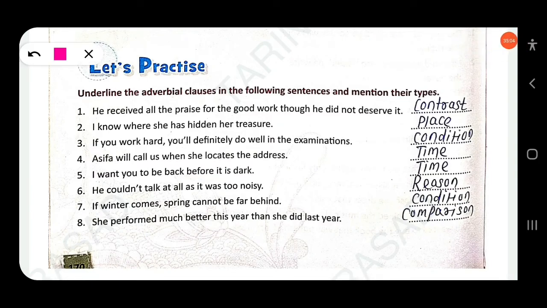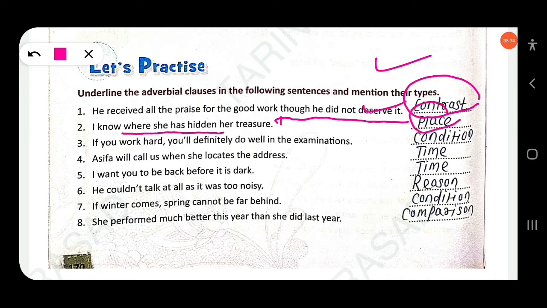He received all the praise for the good work though he did not deserve it. You have to underline though he did not deserve it. It shows an adverbial clause of contrast. Next, I know where she has hidden her treasure. Where she has hidden is an adverbial clause of place, so you have to write place. If you work hard, you will definitely do well in the examination. This is condition: if you work hard. Adverbial clause of condition.